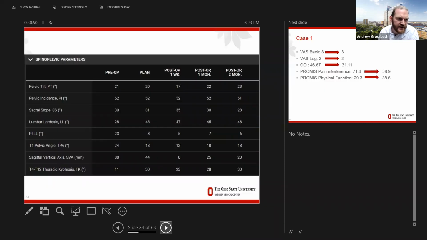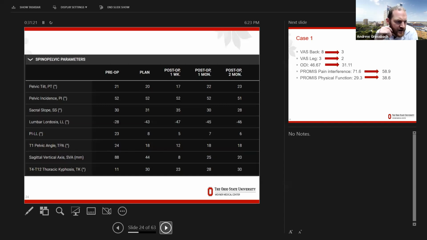And then we see her spinopelvic parameters, our pre-op, what we plan to get, and then what do we get? So we plan to get 43 degrees of lumbar lordosis, take her PI-LL mismatch from 23 to 8, and did we get there? Yeah, we did. We got actually a little more correction. So her 1 week, immediate post-op in the hospital before she goes home, and then at 1 month and 2 month, we're able to maintain that correction.